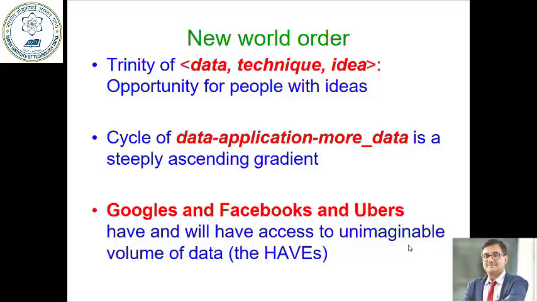There are techniques to deal with this data, and the cycle of data application and more data is a steeply ascending gradient. So Uber uses the data to provide the service, but in the process also collects more data. So it goes on getting more and more benefit from the data that is accumulated. So it is providing service and at the same time improving its performance. Now Googles and Facebooks and Ubers, they are the haves. They will have access to unimaginable volume of data, and therefore their power will be enormous compared to entities which have less access to data.